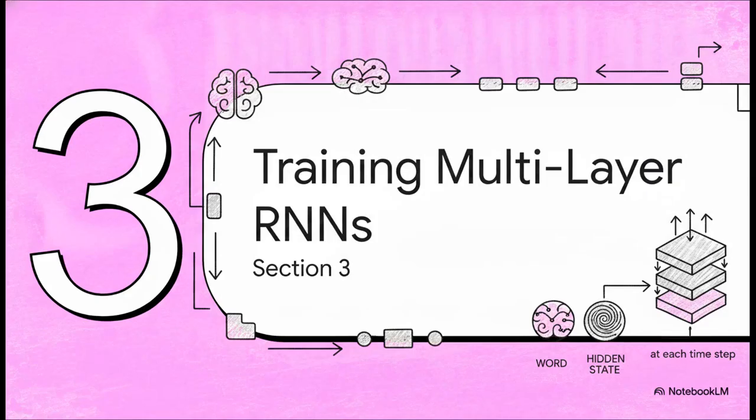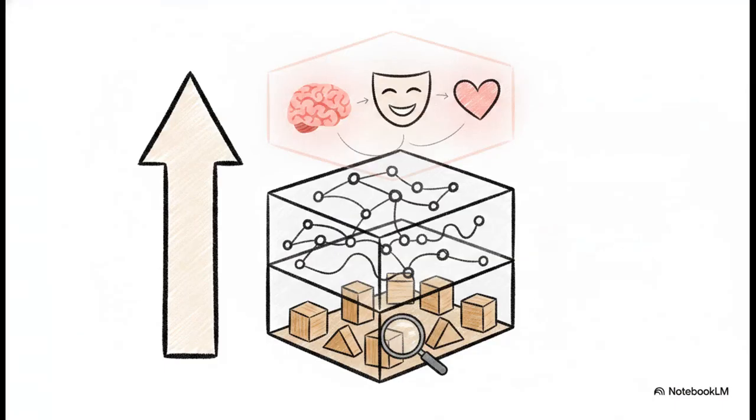All right, let's jump to Section 3, training multi-layer RNNs. This is where we really level up the system. To tackle truly complex translations, we use recurrent neural networks, or RNNs, that look at two critical things at every single time step: the current word itself and a hidden state carrying the context of what just happened.